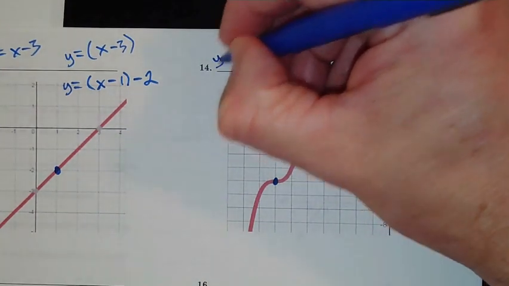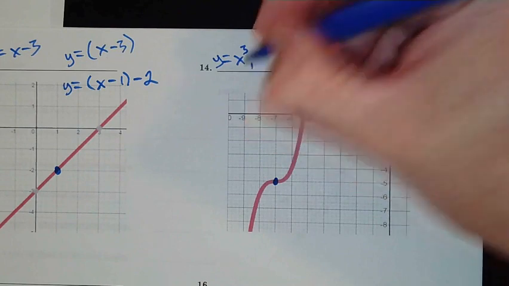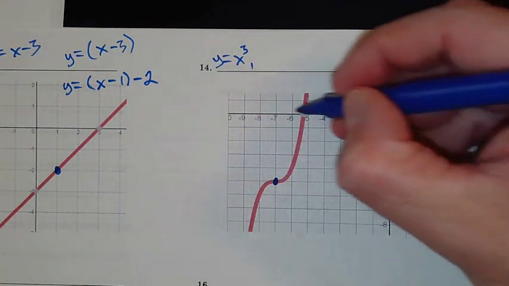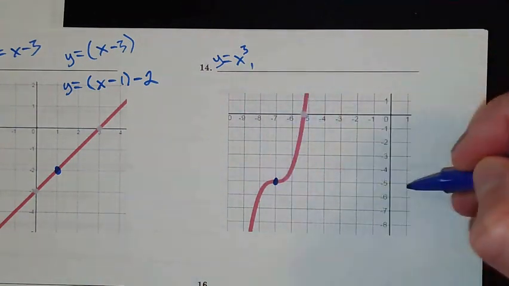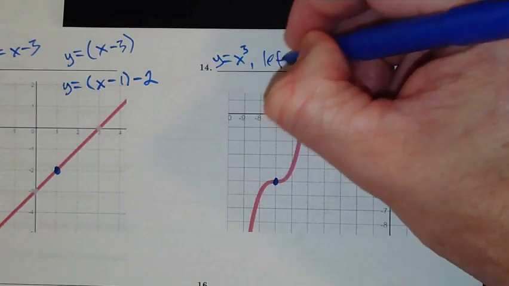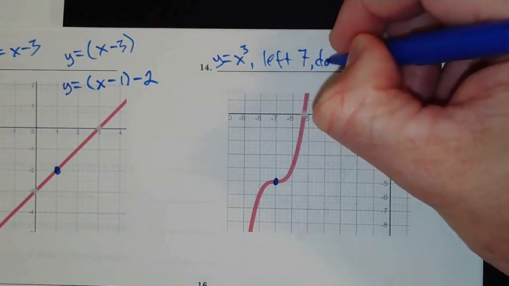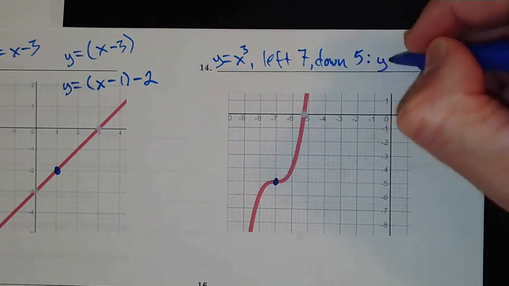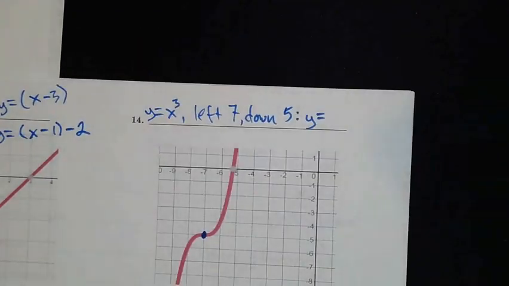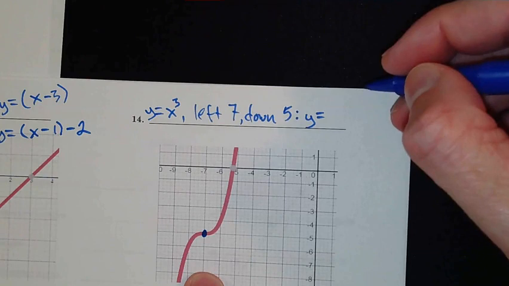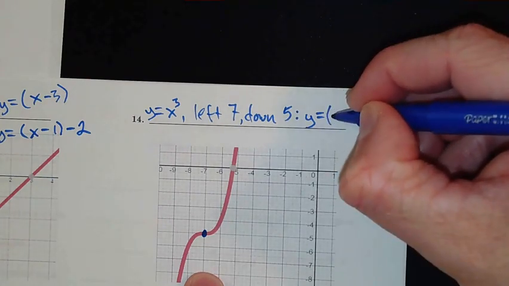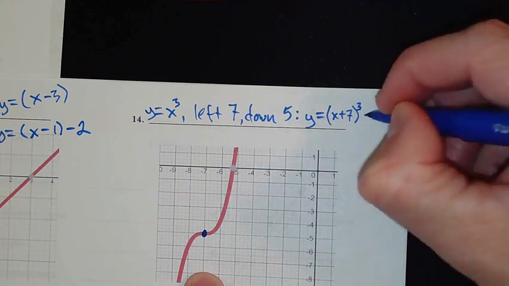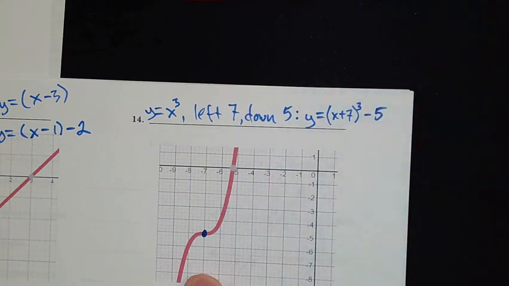Anyway, my parent function is x cubed. My transformation: this point that was at the origin is to the left by 7 and down by 5, which means my equation will be, run out of space here. To move it to the left by 7, I'll replace that x with an x plus 7. To move it down 5, we'll go minus 5.